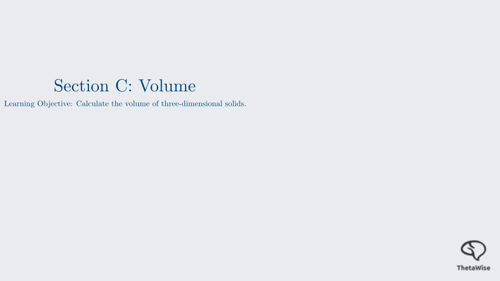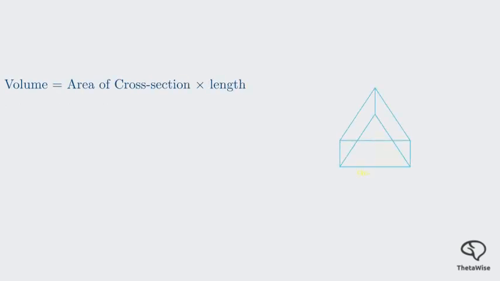Let's start with solids of uniform cross-section, like prisms and cylinders. A solid of uniform cross-section is one where any slice parallel to the base will be identical in size and shape. Think of a loaf of bread, where every slice is the same. For any such solid, the volume is found by multiplying the area of one of these cross-sections by the length or height of the solid.